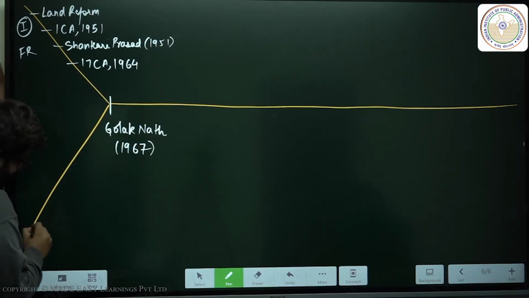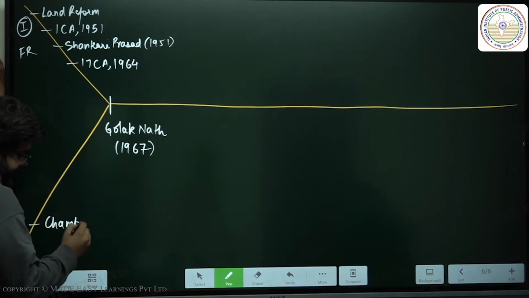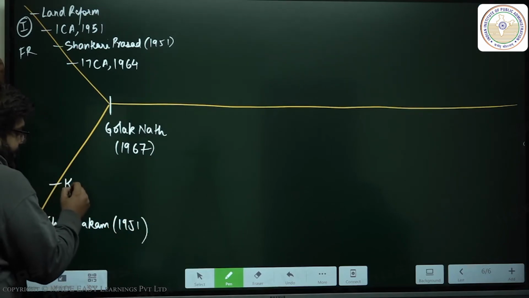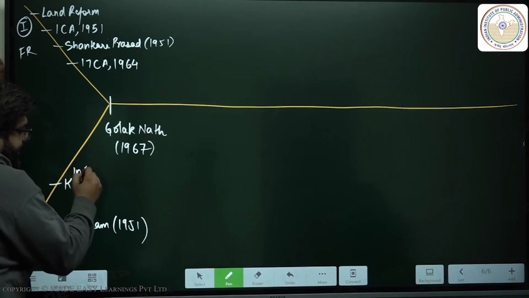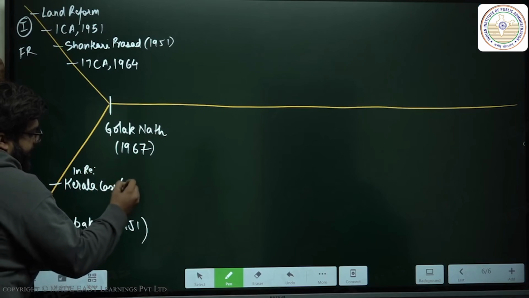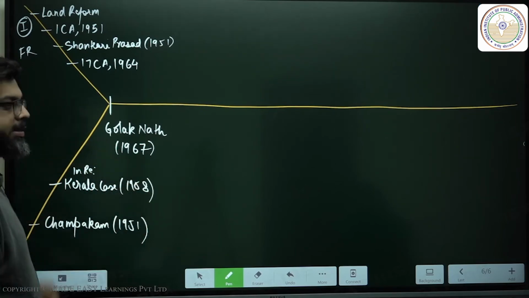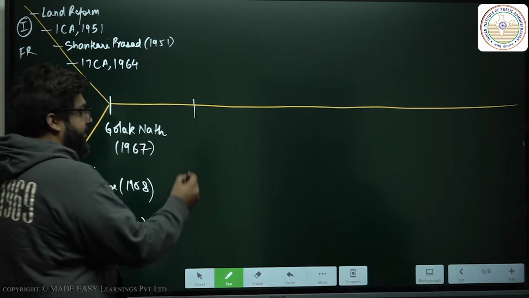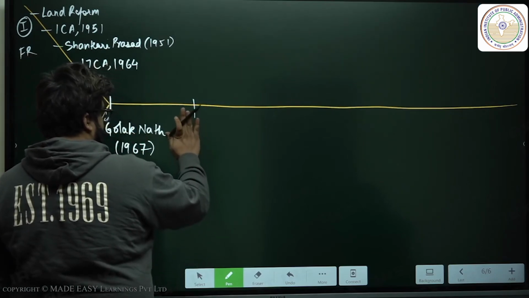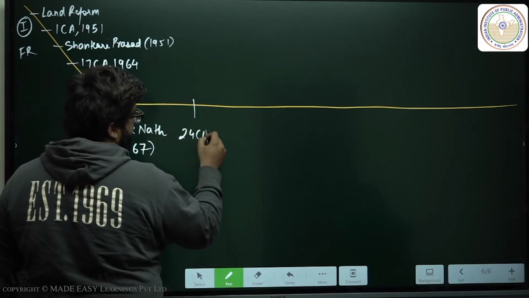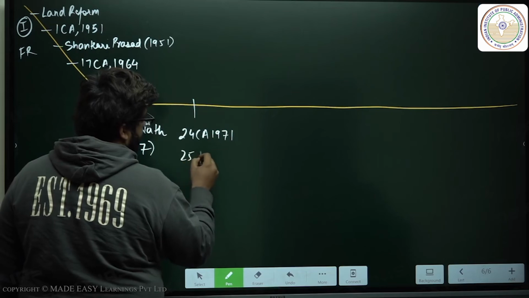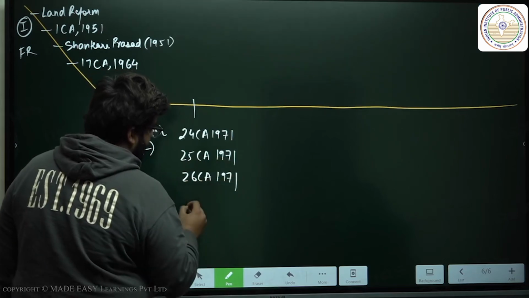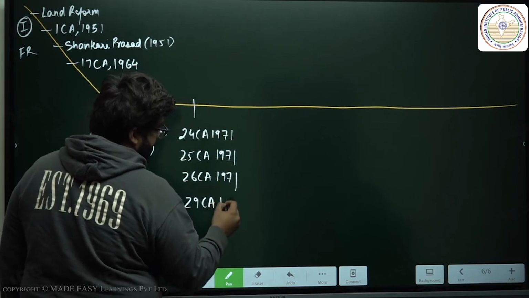Let's start from here. So the Champakam case of 1951, the Kerala case, in reference Kerala case of 1958, 1961 happened here, and then comes your bombardment of constitutional amendments. 24th Amendment 1971, 25th Amendment 1971, 26th Amendment 1971, and 29th Amendment 1971.